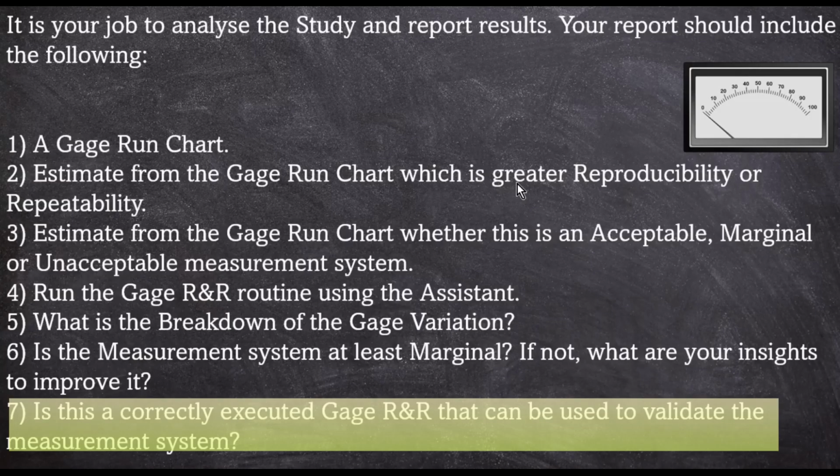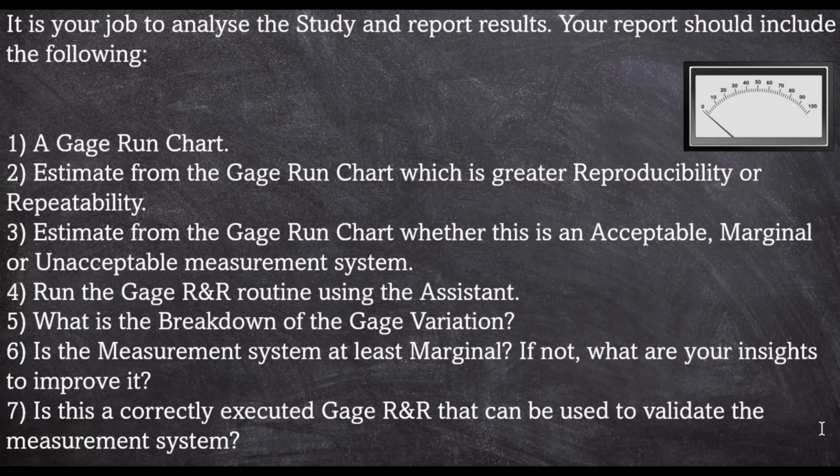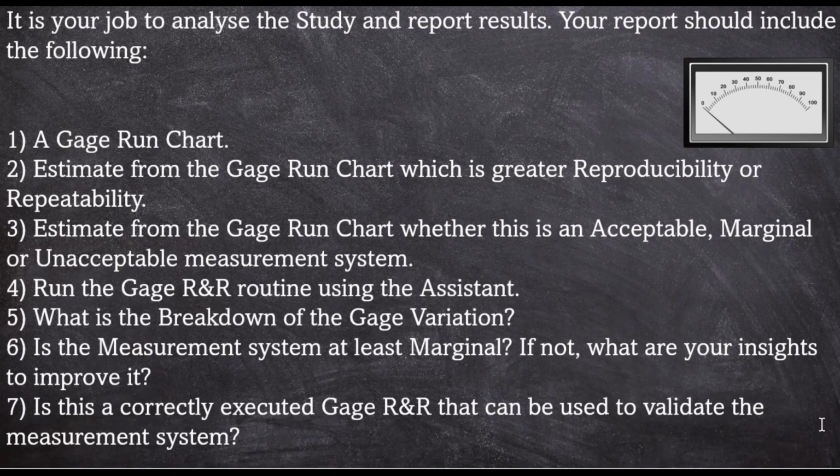So part 7, is this a correctly executed Gage R&R that can be used to validate the measurement system? I've given you a clue in the name of the company. They're called Dodgy Dealings Limited. The question is, can you figure out what's wrong with this measurement system? So what we're seeing is a measurement system that's marginal, but it's looking absolutely awful. So I'll give you 10 seconds to pause the video and then see if you can figure out what's wrong. After that, I'll give you the answer. Okay, so time starts now.